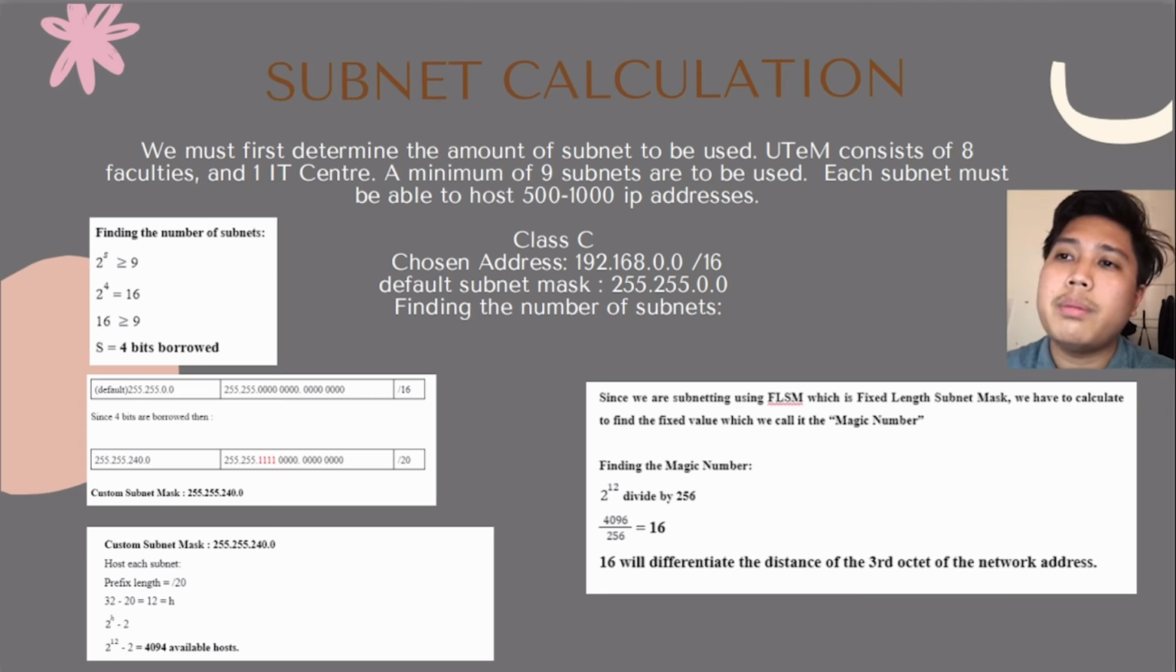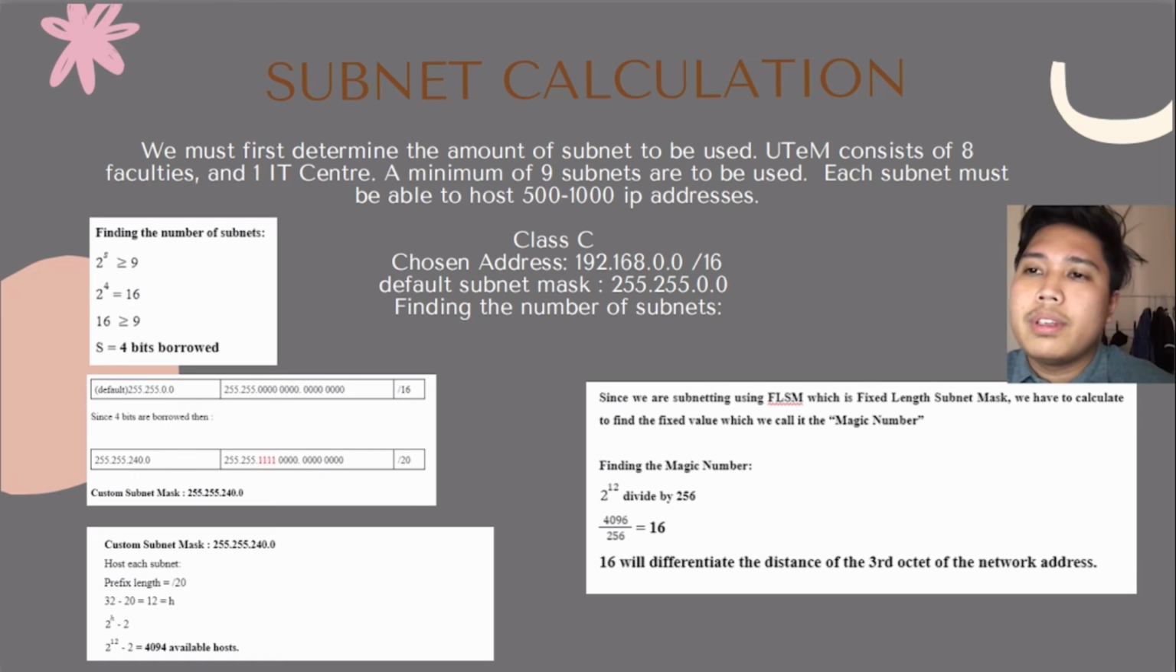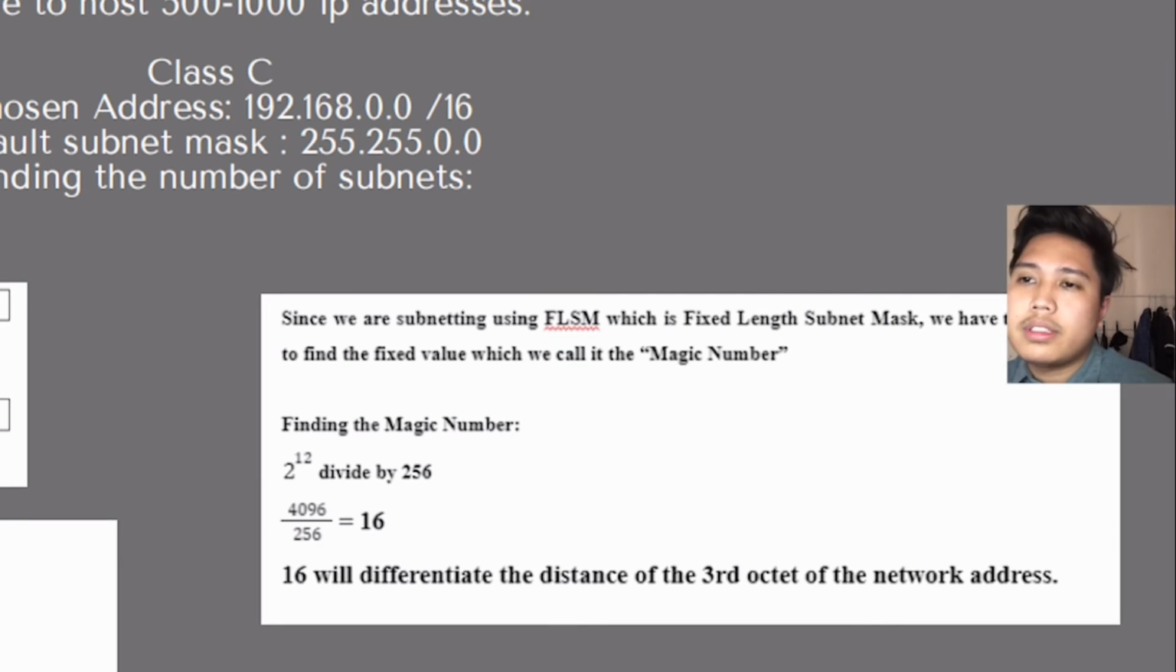So the custom subnet mask will be 255.255.240.0. So that's the custom one. The amount of available hosts is 4094. Since we'll be using FLSM, which is fixed length subnet mask, we have to find the magic number. Because of the subnet, we'll have the same amount of available hosts. From using the magic number, we have gotten 16. So we differentiate the distance of the third octet of the network address.